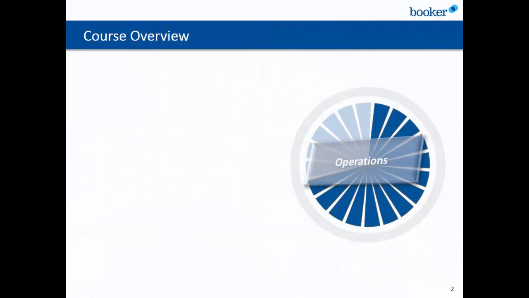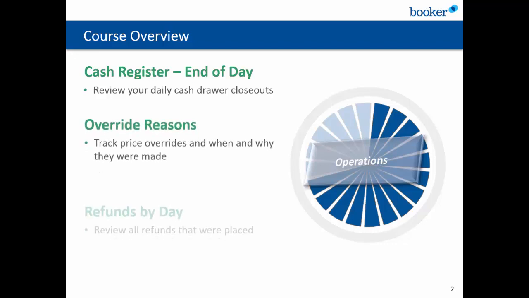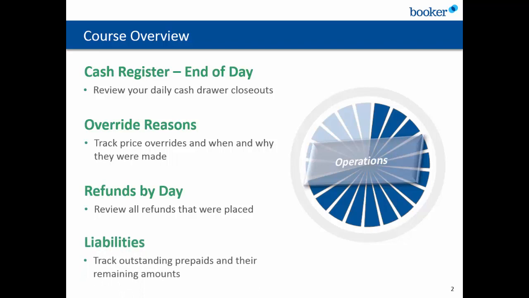In this lesson, we'll go over the cash register end-of-day report, the override reasons report, refunds by day, and the liabilities report. These four commonly used reports keep track of some of your daily operations and assist you with some administrative tasks. These reports are very important to your business because they show information about their respective topics that make managing your business a lot easier.